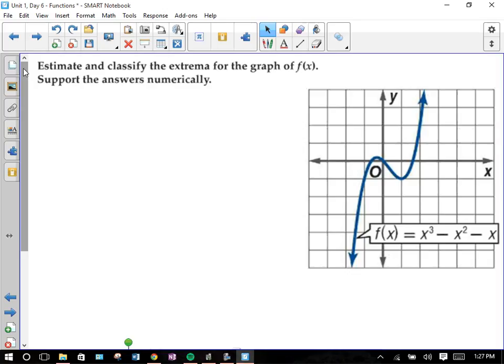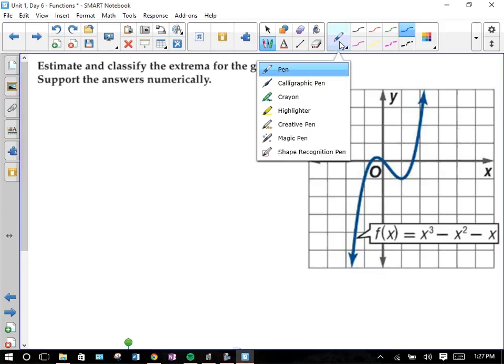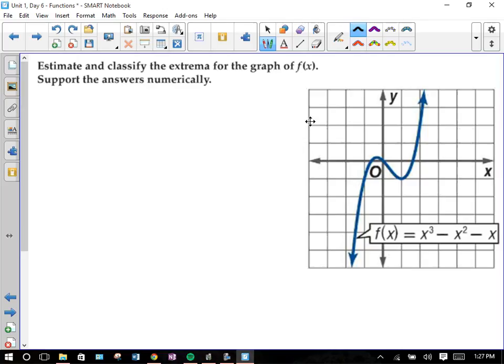I need someone to come up here and mark with this blue marker. I want you to draw, actually do this. I want you to place a flower where there is a minimum on this graph. I'm placing the flower where there is a minimum.